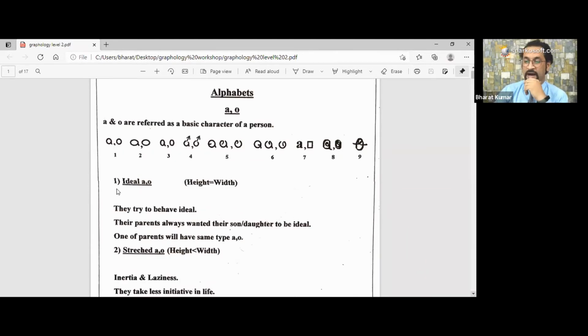So first, number one. The first A is having a complete circle, with equal height and width. This kind of A is considered the ideal A. We are not thinking about the tail of A here. The tail can be cursive or any other way. So these are people who are prone to write more than 90%. Suppose you have analyzed 10 lines, and out of those 10 lines you got 50 times A. If 90% of A's are of one type, then you will say they try to behave ideally.